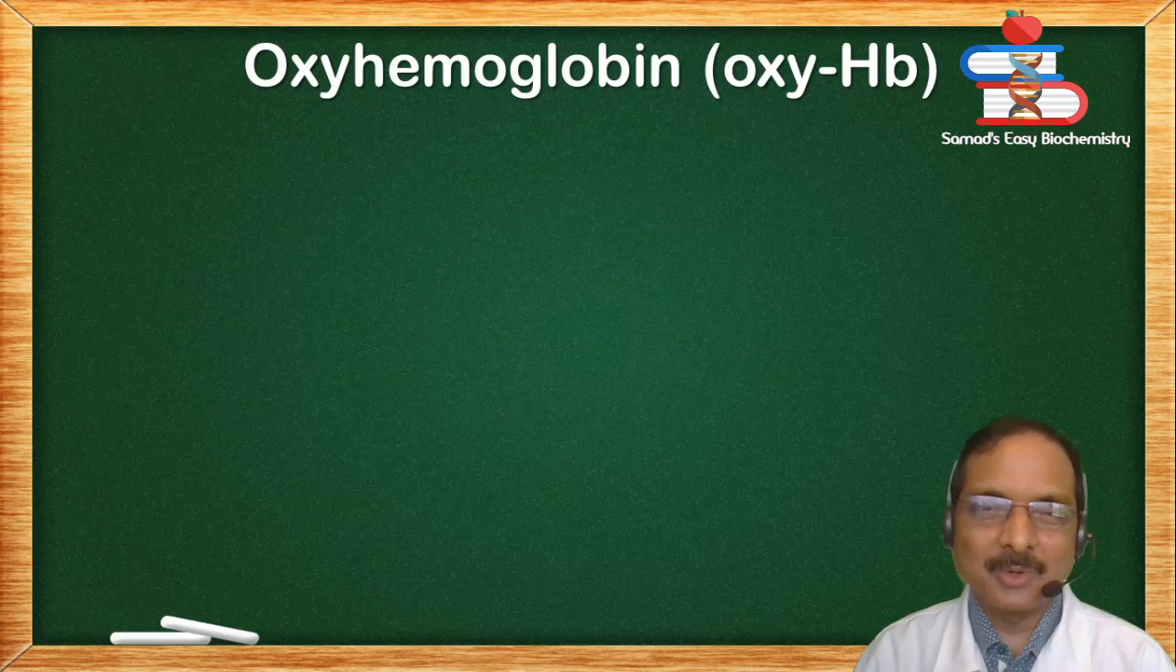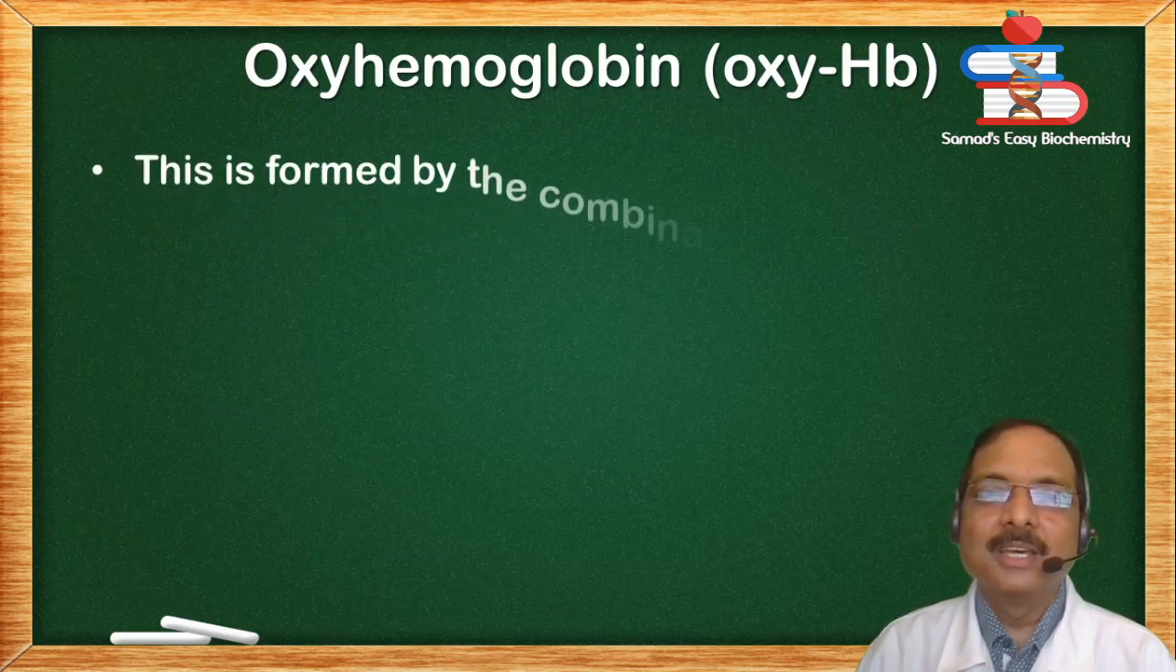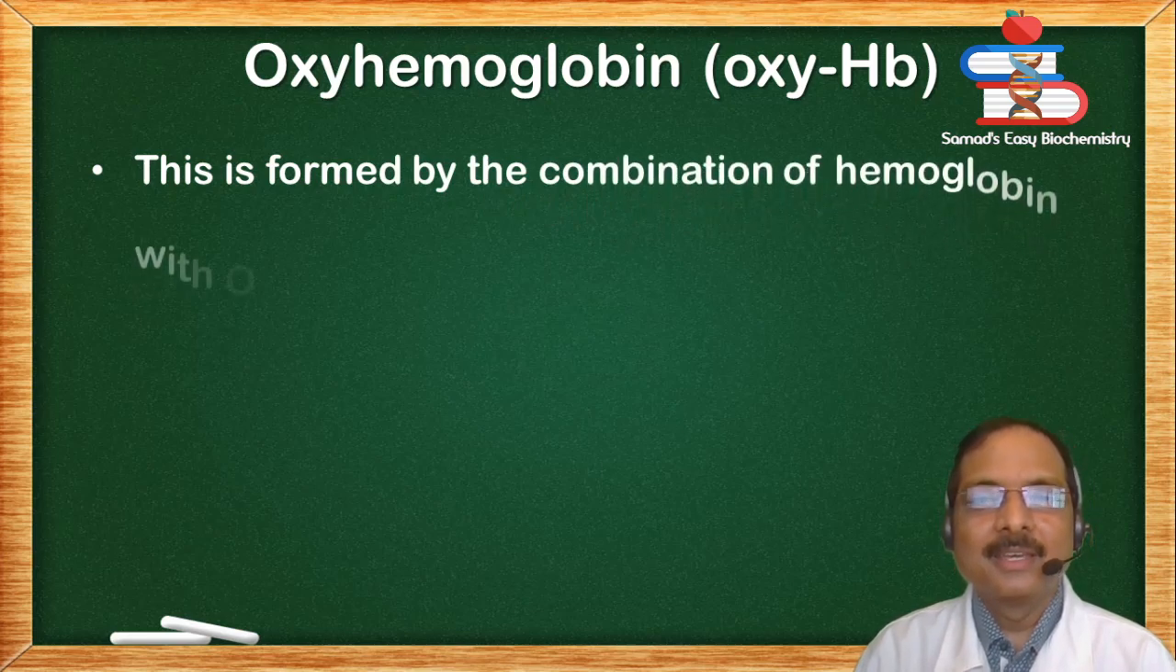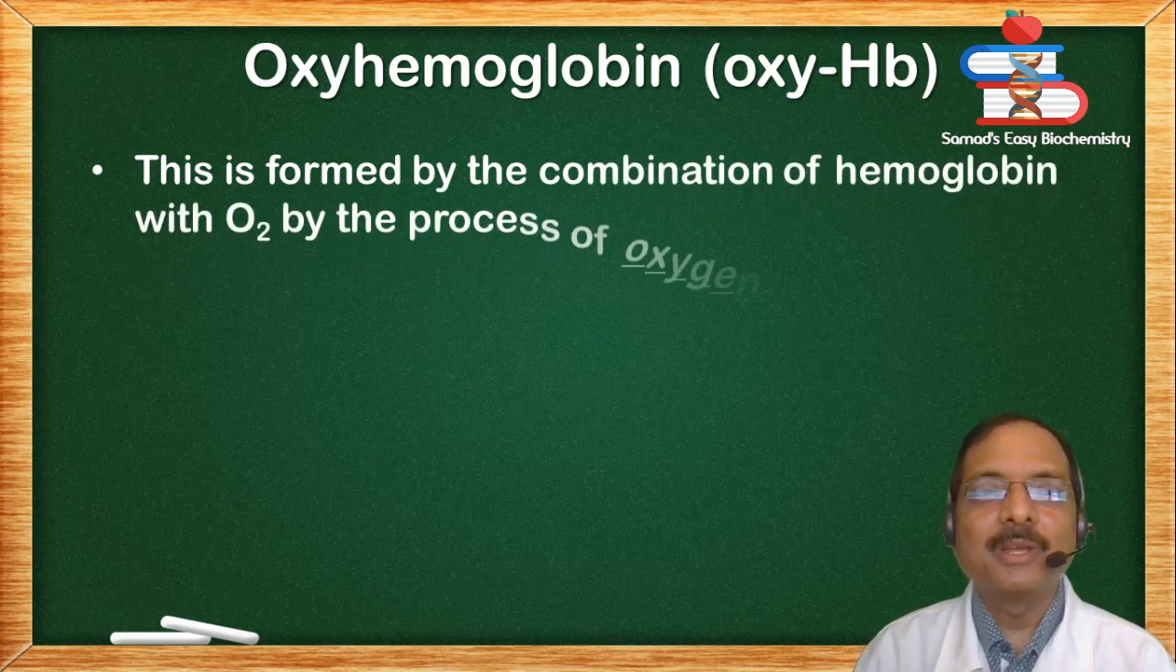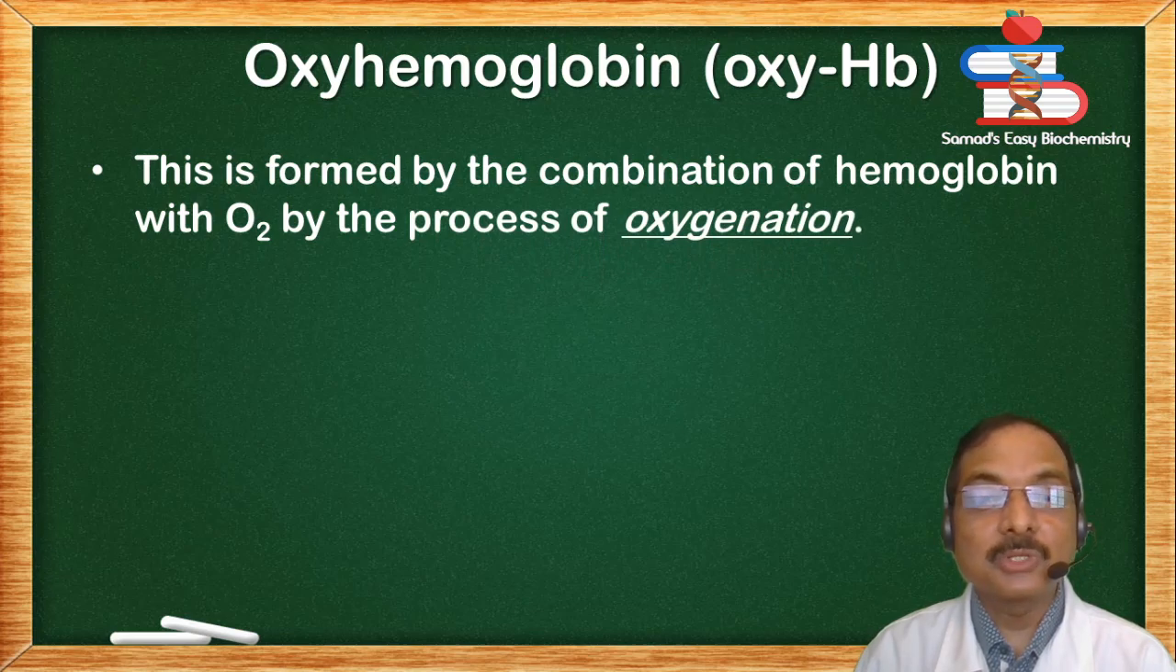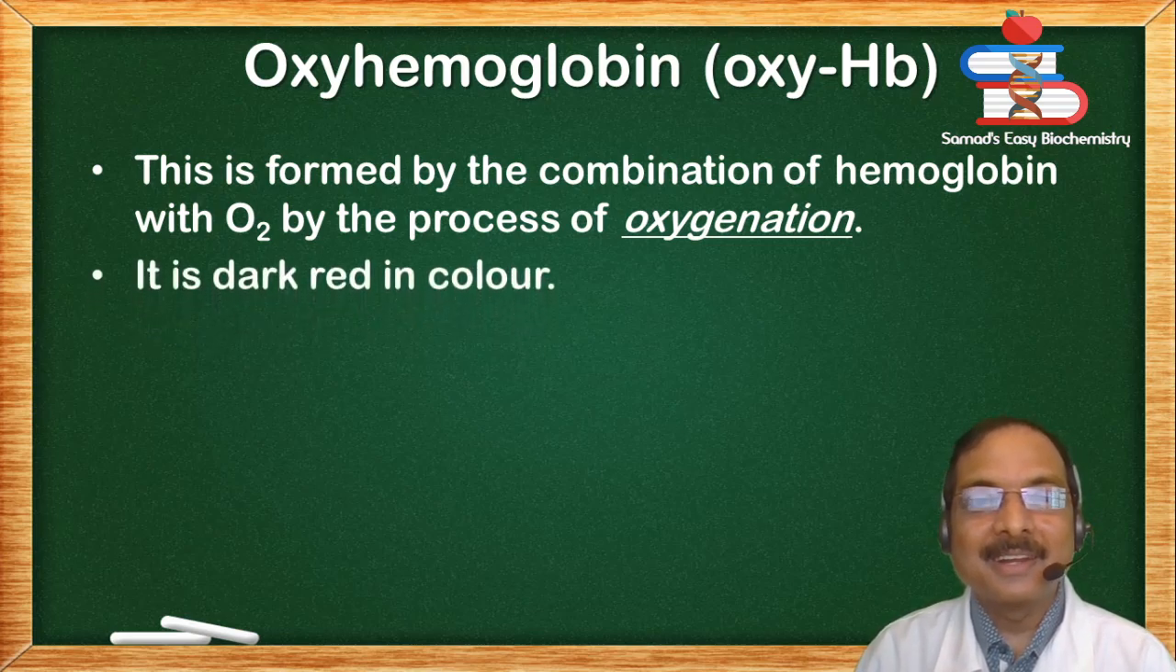First, oxy-hemoglobin or oxy-Hb. This is formed by the combination of hemoglobin with oxygen by the process of oxygenation and not oxidation. It is dark red in color.